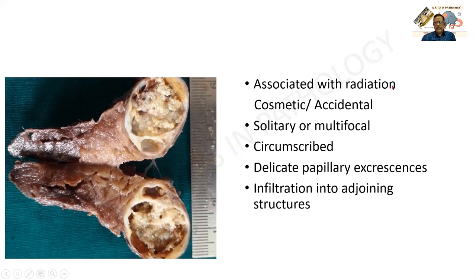It is associated with radiation. Earlier, the patients used to undergo radiation for persistent thymus, and they ended up developing a papillary carcinoma of thyroid. The second nature can be an accidental. The Chernobyl disaster is a classical example where many people developed papillary carcinoma.